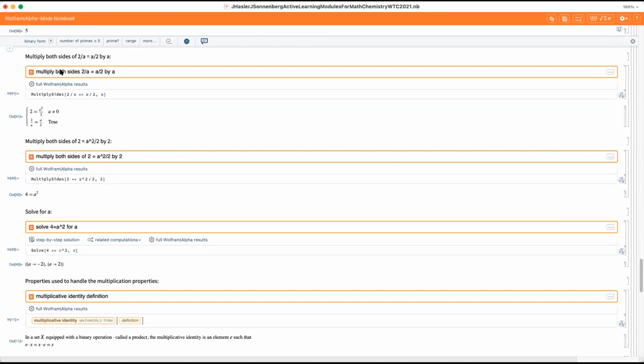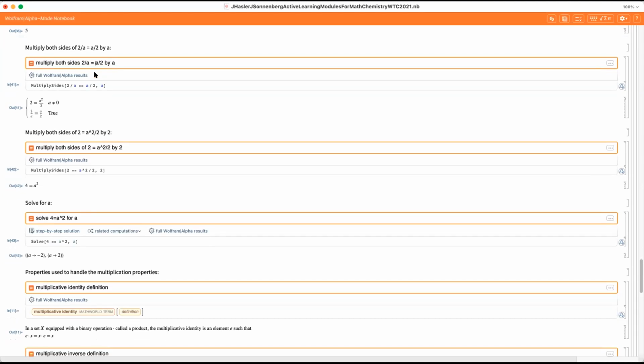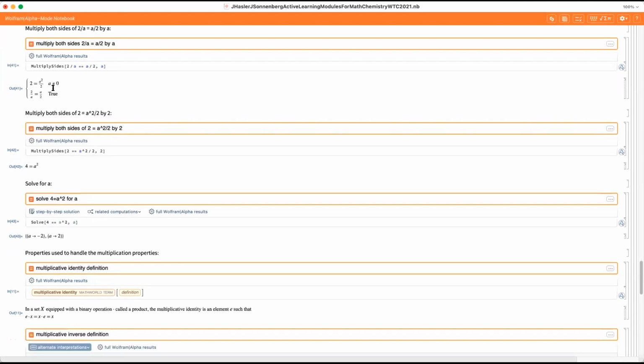We can work with more complicated algebraic expressions. So we can multiply both sides by a variable here. If we had this proportion 2 over a is equal to a over 2, well, let's multiply both sides by a and see what happens. We obtain this expression here. All this means is that we don't know from the very beginning whether a is 0 or not.